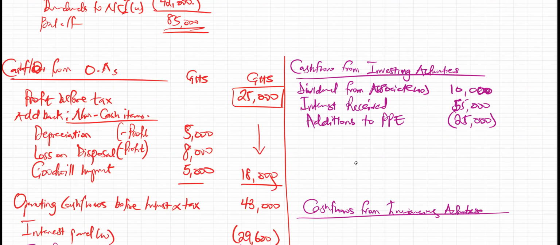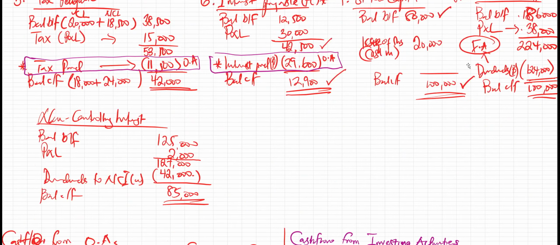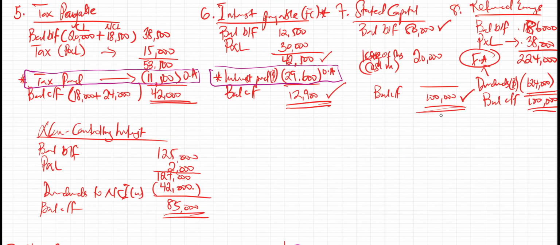What type of activity? Financing. Issue of shares. How much? Issue of shares, was it 20,000? Yeah, 20,000. More shares came in, 20.